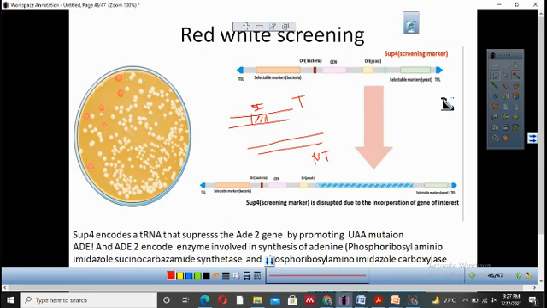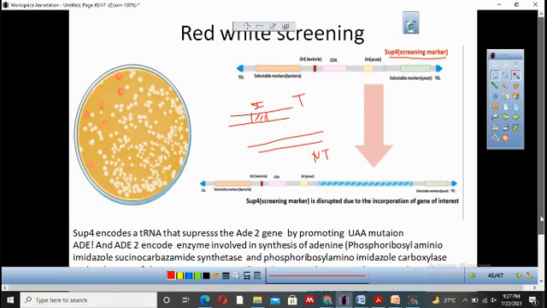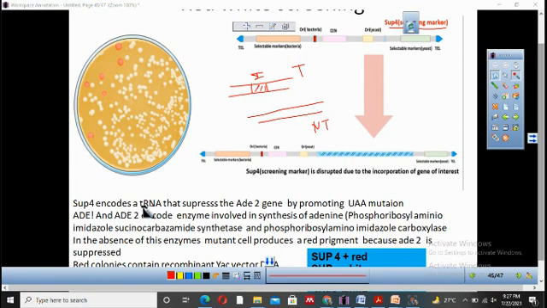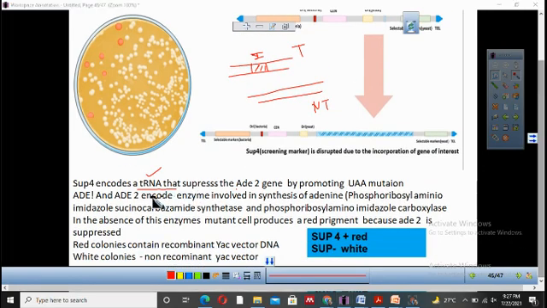For that very purpose, one marker is there, which is called the SUP4 screening marker. The screening marker SUP4 encodes a tRNA that suppresses the ADE2 gene. And what is the ADE2 gene? ADE1 and ADE2 are enzymes involved in the synthesis of adenine.